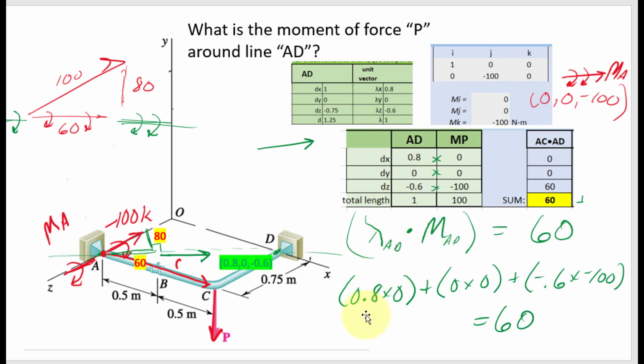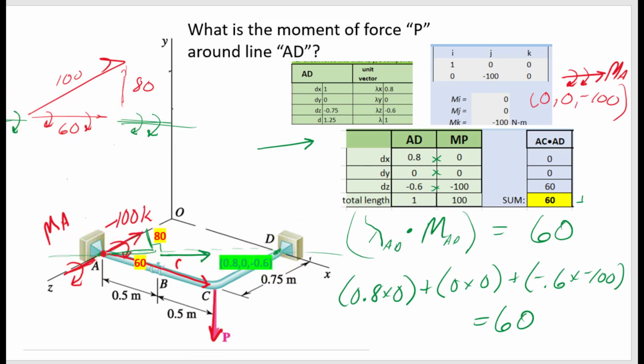So that's the 0.8 times 0. It's x times x plus y times y plus z times z. And you can see if I add all of those together, I get a magnitude of 60. So of those 100 Newton meters, 60 are in the direction of this line AD.